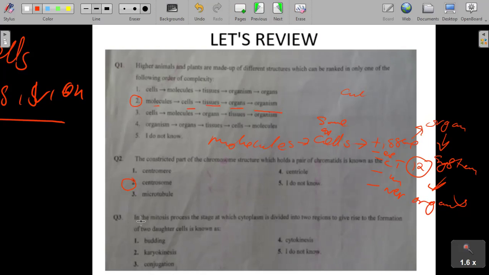Then the last question is saying, in the mitosis process, the stage at which cytoplasm is divided into two regions to give rise to the formation of two daughter cells is known as. So this is the last part of your mitosis. You're getting two daughter cells. So this should be cytokinesis. Those are some of the questions you can have from your test or an exam.